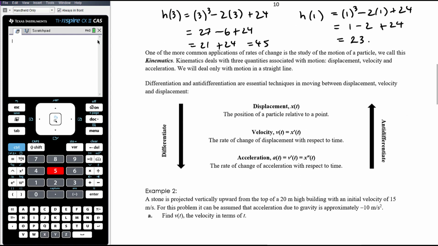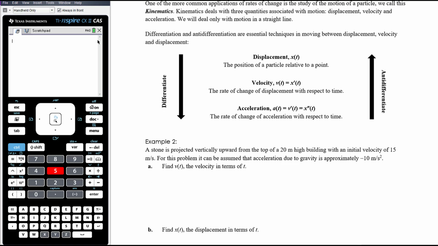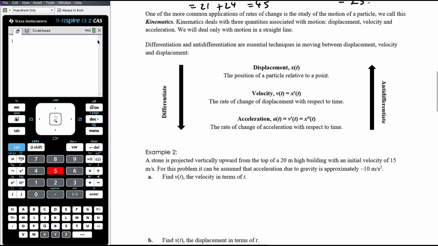As we mentioned earlier too, one of the more common applications of rates of change is the study of the motion of a particle. We call this kinematics, and kinematics deals with 3 quantities associated with motion: displacement, velocity, and acceleration. Previously, when we've been differentiating, we've looked at how to move in this direction. If we have displacement, we differentiate to get velocity. If we have velocity, we differentiate to get acceleration. But now we can move in reverse. If we want to know the velocity, we can anti-differentiate the acceleration. If we want to know the displacement, we can anti-differentiate the velocity.